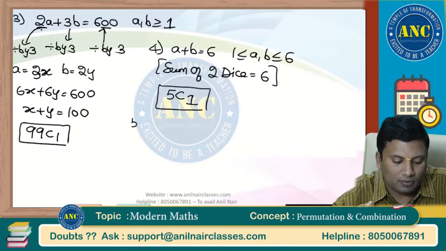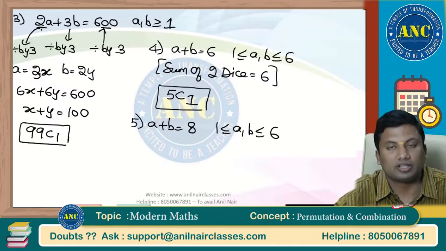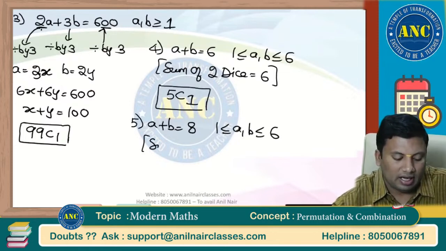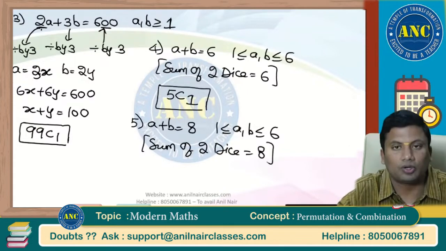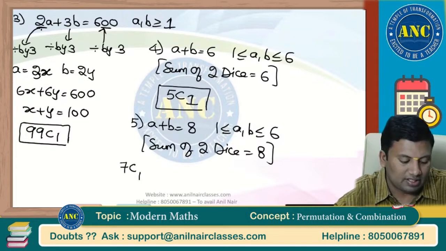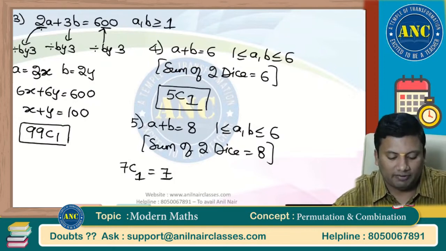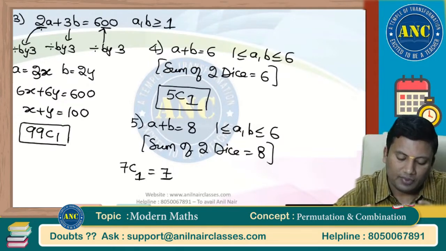Suppose the same question is asked like this: a + b = 8, 1 ≤ a, b ≤ 6. In how many ways can the sum of 2 dice be 8? Now see here, 8 means 7 balls, 7C1. But if you observe carefully, the upper limit of the variables a, b is 6.